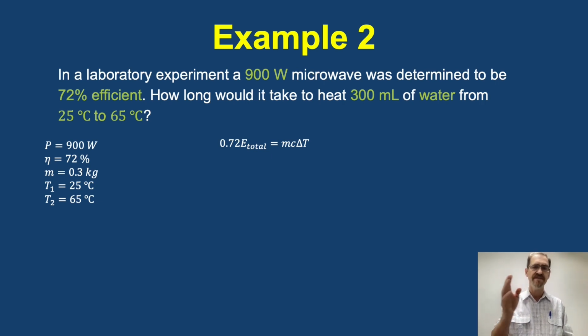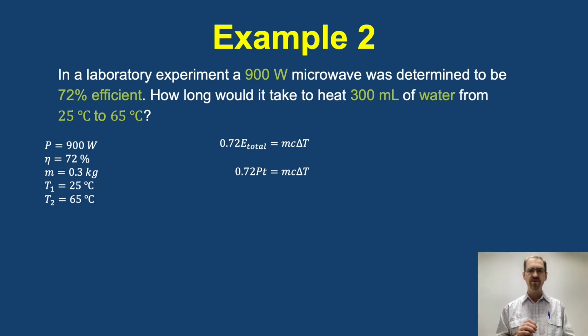So we're going to use mcΔT for that part of the calculation as we raise the temperature of the water. Now, here's the problem. We don't know the total energy going into the microwave. We just know the power rating on the microwave. However, because we know that power is work divided by time, we can say that energy, or work, because that's what we're trying to do here, is work, is equal to power multiplied by time.